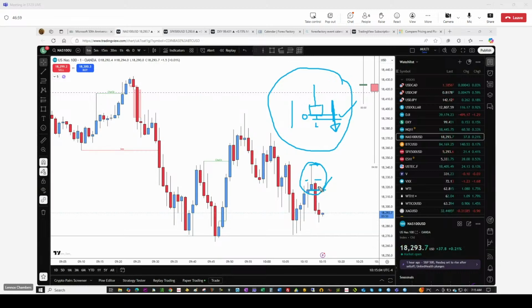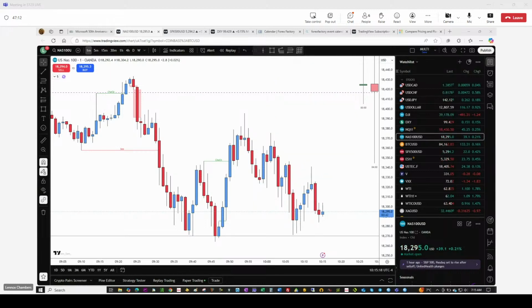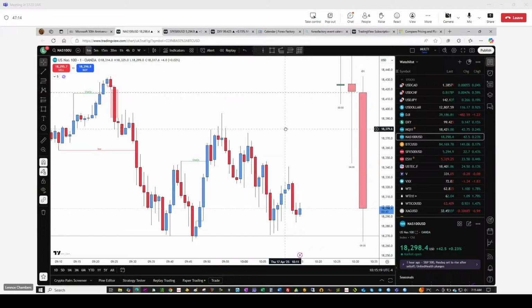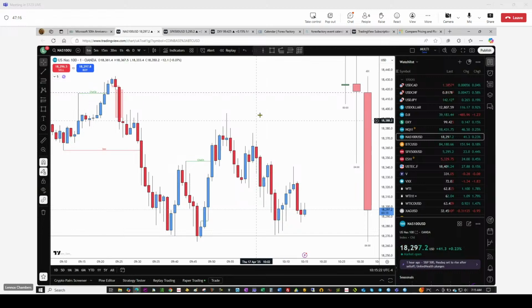But that's your entry, and this in itself right here is a 1, 2, 3, and that's why I'm entering on the fractal. A nice little tidbit there that's super powerful. That's a very powerful little piece of information I just passed on to everybody.